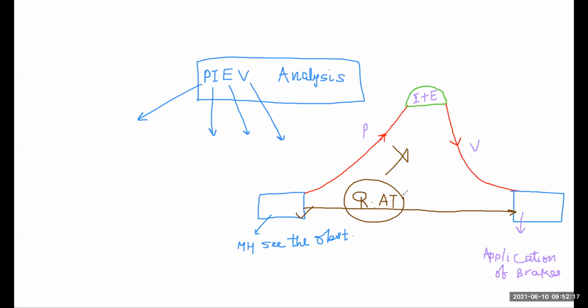So basically if we bypass PIEV analysis, then a certain technical term is given for a driver who only sees the object and applies the brake. This is known as reflex action time of the driver. It is also possible that the driver may apply the brake or take any other avoiding action like turning by reflex action without the normal thinking process. That is observed to be the minimum time for avoiding the collision.